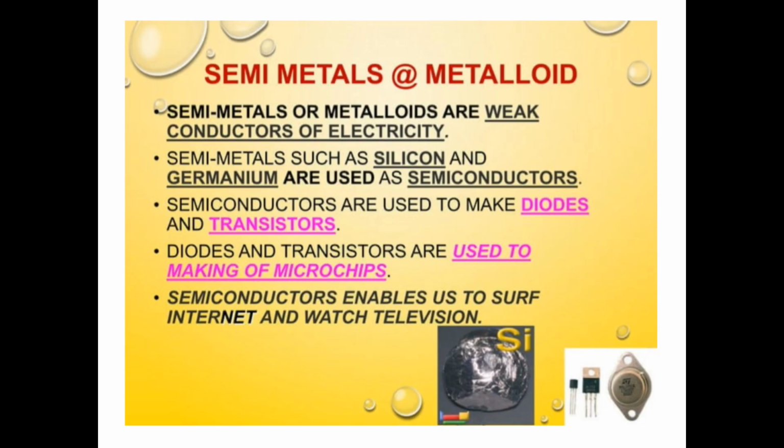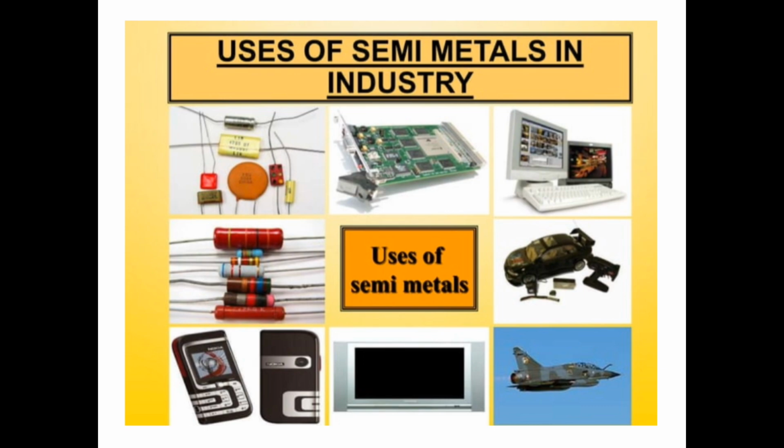Okay, we have mentioned semi-metals here, or metalloids. These are key properties you should know about them, and their uses. Semi-metals are weak conductors of electricity. You have silicon here, you have germanium here, and they are used as semiconductors. Semiconductors are used to make diodes and transistors, and they can be used to make microchips. These are the uses of semi-metals in industry. I am putting it here because they are mentioned a lot in this video.